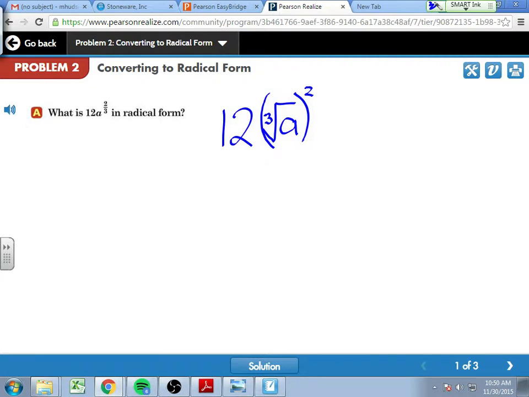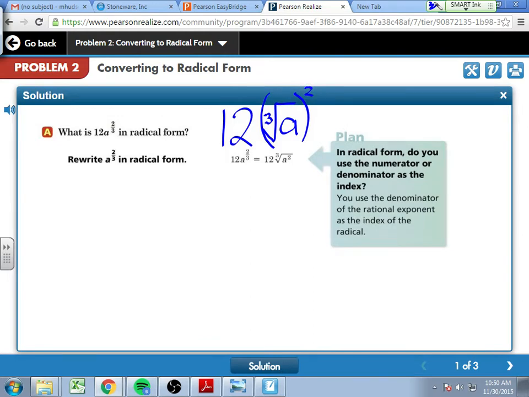No. That is correct. The 12 is not affected at all by the power. So do not fall into the trap of thinking that we somehow have to use the 12. All we do is put it up front. It's just our coefficient.